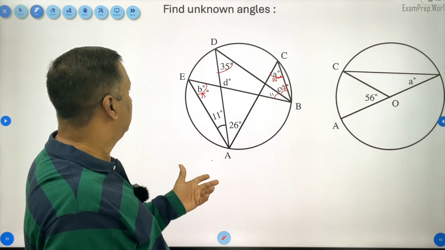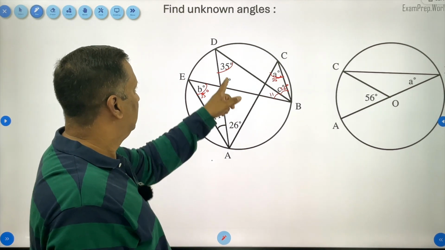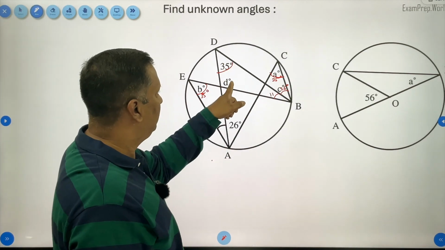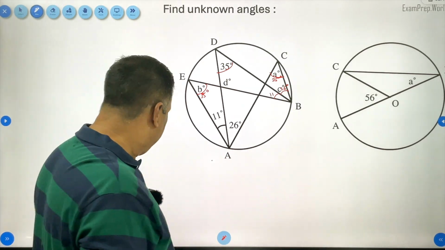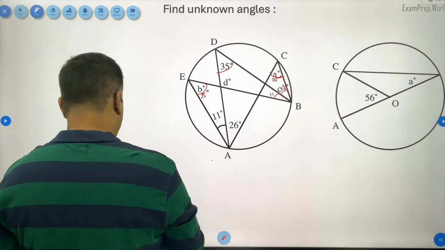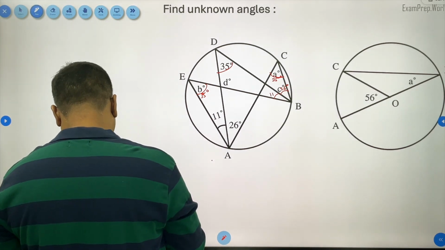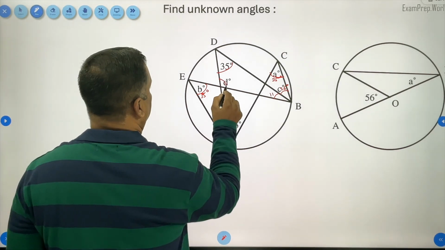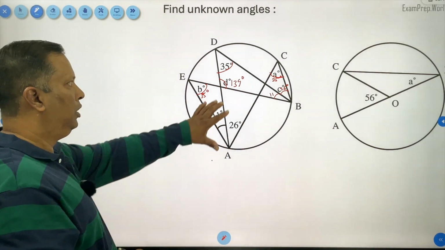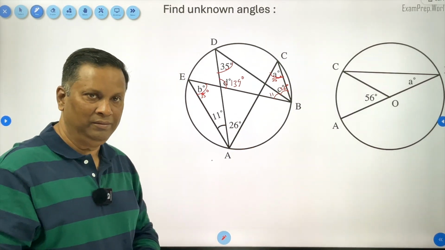So what is left now? D. Now you have a triangle, this triangle, where you have 11 and 35. Can you find D? Because sum should be 180. So you have 180 minus 46, D is 134. So all angles of this triangle is done.